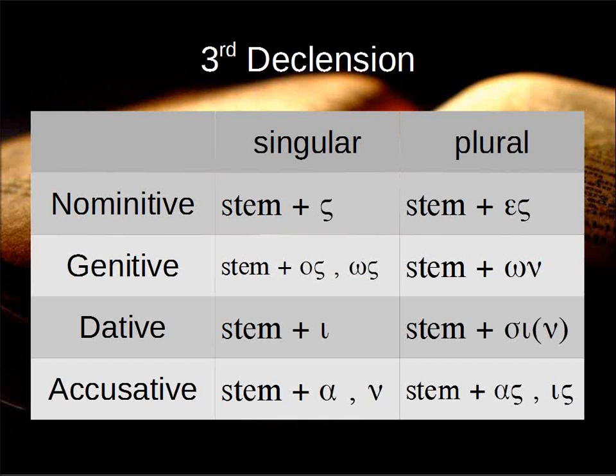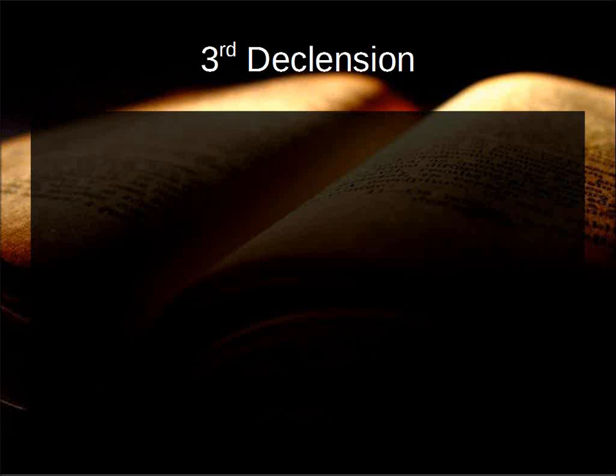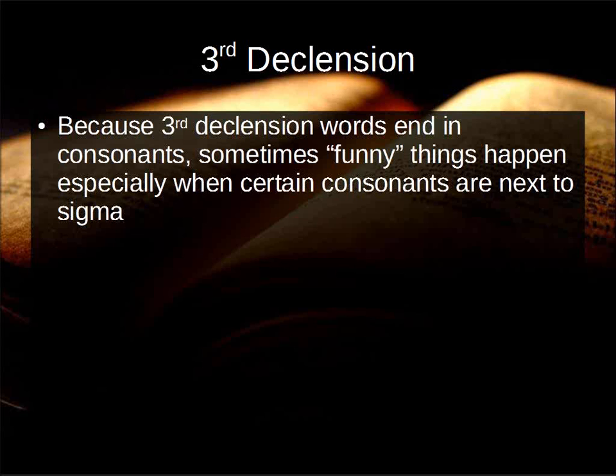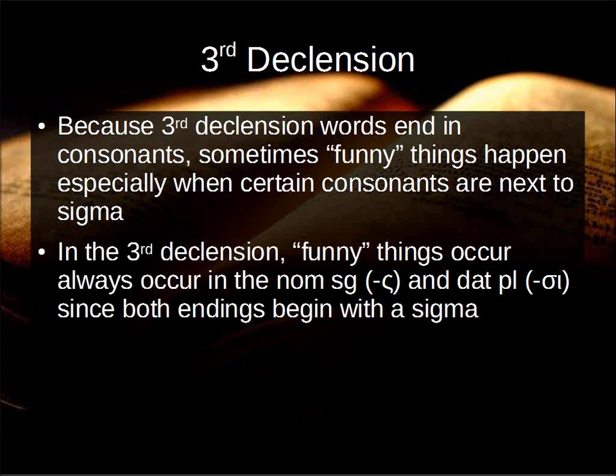All right, great. So my next slide is an explanation of what I just shared, but you can actually see it within the presentation. Because the third declension words end in consonants, funny things happen. And there's no real fancy way of explaining them, just funny things happen, okay? And these funny things occur within the nominative singular and the dative plural form because those noun endings begin with a sigma.